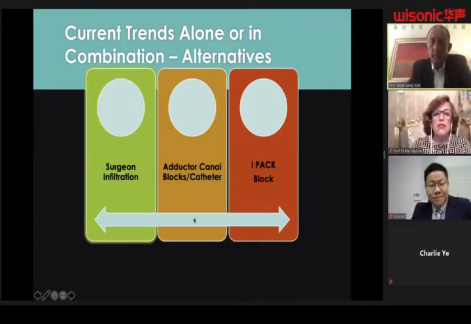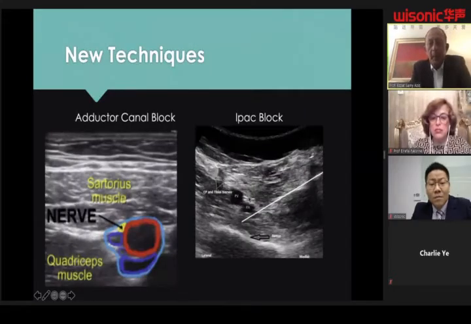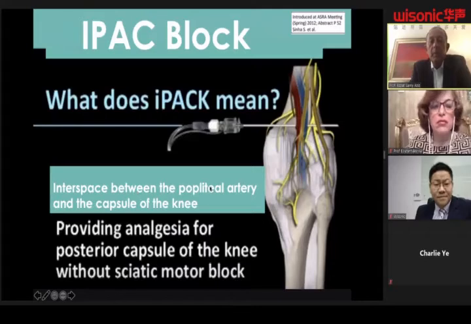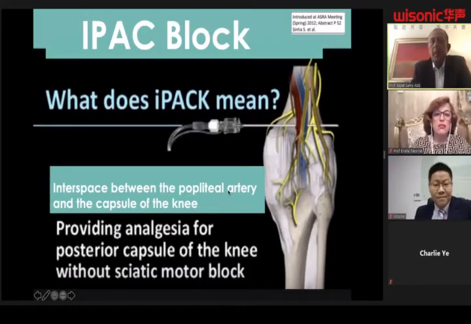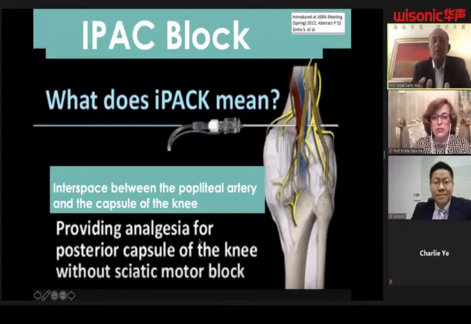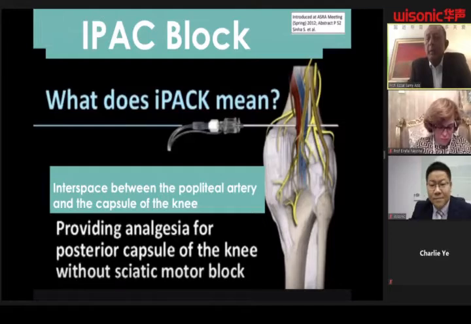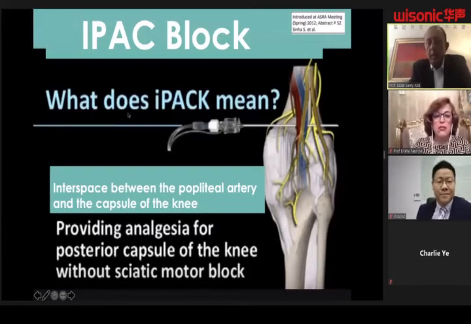You have an adductor canal block that blocks the saphenous nerve, so it gives analgesia to the front of the knee, and then for the posterior part of the knee, you would need to do two things: surgeon infiltration by local anesthetic, and the new block now, which is called the IPACK block. So what is the IPACK block? The IPACK block is injection of the local anesthetic in the interspace between the popliteal artery and the capsule of the knee. Okay? And this is done, of course, under ultrasound, and it provides analgesia for the posterior capsule of the knee without sciatic motor block. So now we have a patient ready to get involved with early physiotherapy, because he has anesthesia for the front part of the knee provided by the adductor canal block, and he has analgesia for the posterior part of the knee by the surgeon infiltration and the IPACK block.